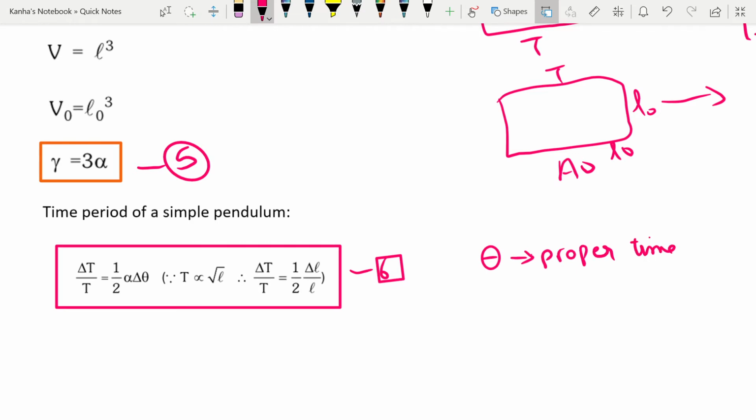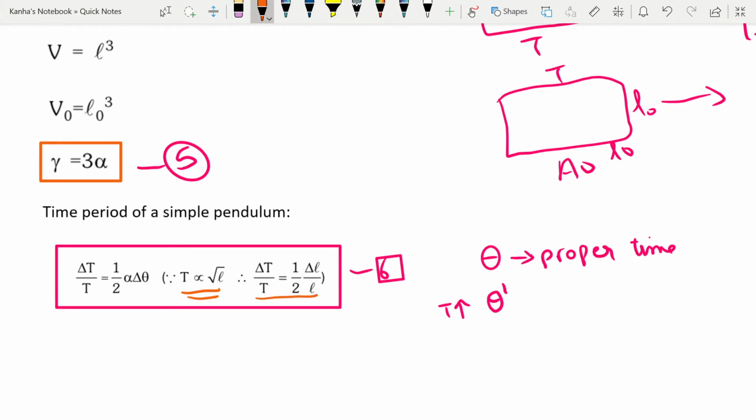If we increase the temperature to some theta prime, then due to the linear expansion, the length of the pendulum will increase. And as we know, the time period depends on the length of the string. That is why I can easily write that my change in time period divided by the initial time period is equal to half into alpha into delta theta. It is due to simple relations using the formula.